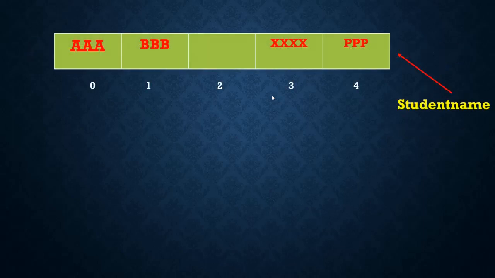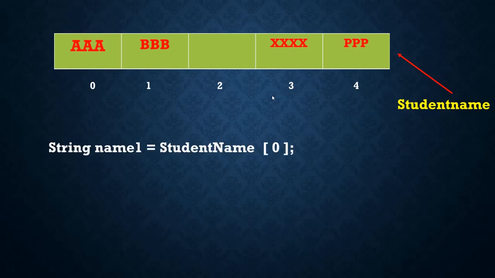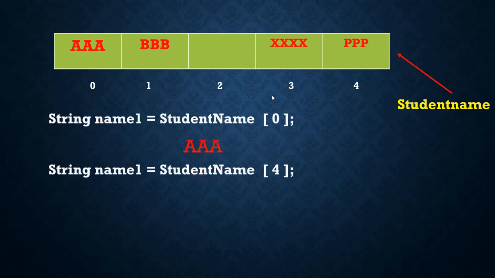Now this is my array. What is my array name? Student name. And I have index 0, 1, 2, 3, 4. Look at this: string name1 = studentName[0]. 0 is the index number. Yes, it will access the 0th index and get the value, so that is AAA. Let's see another one. String name1 = studentName[4]. Yes, it will access index number 4 and get the value, and then it will be PPP.